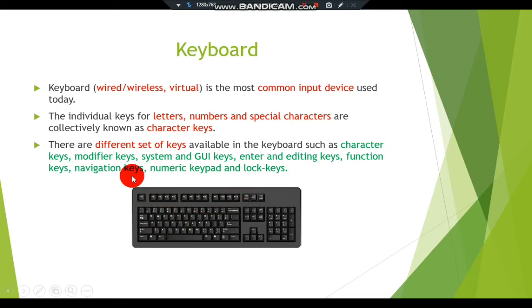Then the numeric keypad, that is the numbers from 1 to 0 on this side, known as the numeric keypad. And then lock keys, where we can lock insert mode and type over mode by using the lock keys. So these are the different types of keys available in your keyboard. Now we see the next input device, that is the mouse.